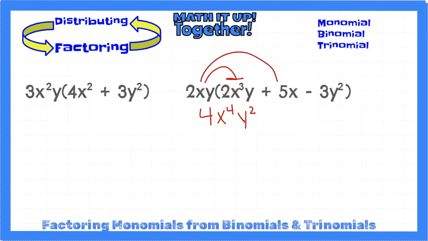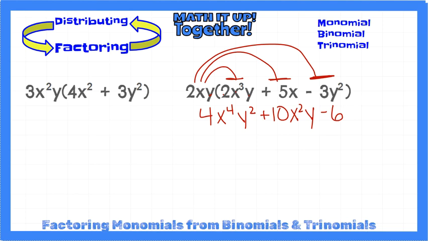And now I'm going to go ahead and distribute here. 2 times 5 is a positive 10. I have to be careful about negatives. I have an x here, I have an x here, that's x squared, and then I have a y here, no y here, so just 1. And now I'm distributing this 2 xy here.